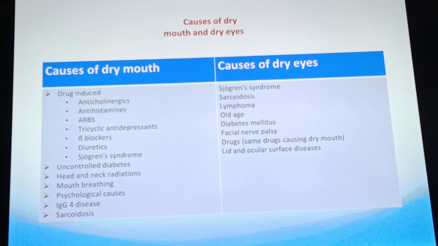What are the causes of the dry eyes? Sjogren's is one cause here. Sarcoidosis is also very common. Lymphomas, elderly, diabetes, facial nerve palsy because of the exposure, dry eyes, exposure keratitis. The drugs, the same drugs causing the dry mouth also cause the dry eyes, like your diuretics, beta blockers, ARBs, tricyclic antidepressants, antihistamines, etc. Lid and ocular surface diseases. So these are the causes of the dry mouth and the dry eyes.